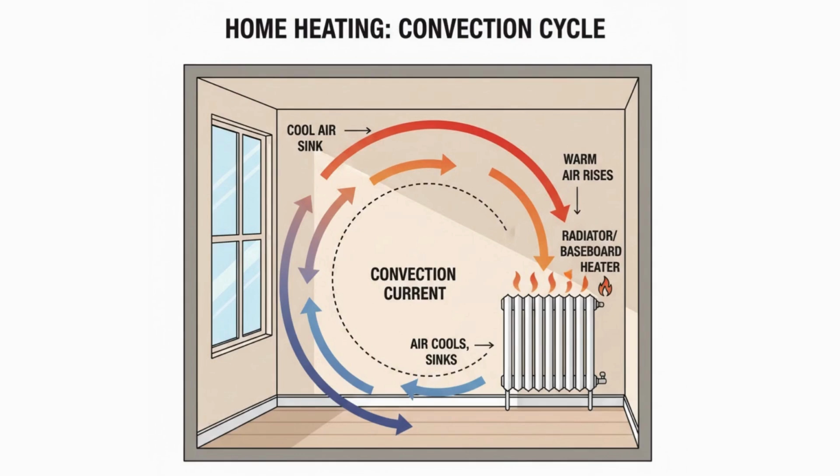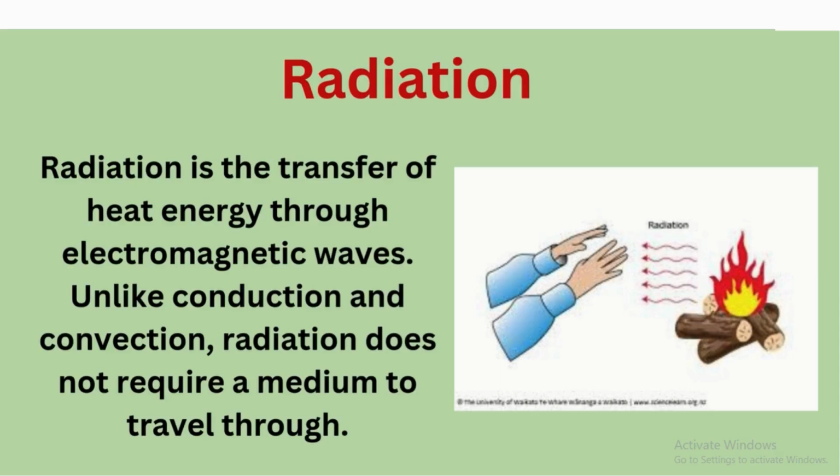The third example, which we call home heating: radiators or baseboard heaters warm the air near them. This warm air rises, circulates around the room, cools, and then sinks back to be reheated. So this is the example of heating a room.